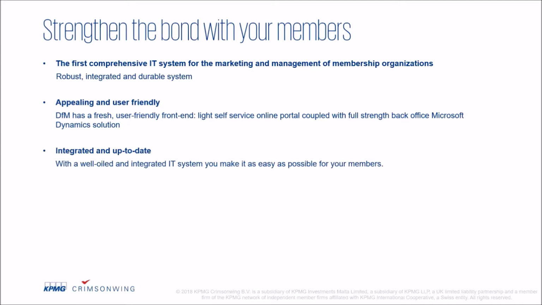With a well-oiled and integrated IT system, you make it as easy as possible for your members. On top of that, correct and up-to-date information is always ensured. Whereas before different departments had to maintain records, sometimes even on paper, organizations will now have access to a centralized data source. This means also a reduced chance of errors and greater efficiency.